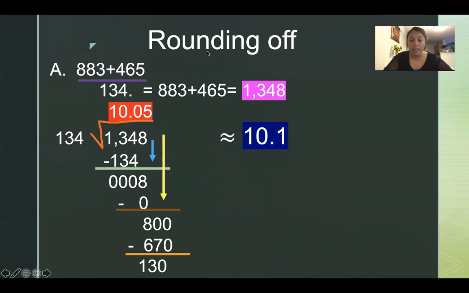But since we are asked to round off, we would, and the 5 is greater. If it's 5 or more, you round up. If it's less than 5, you leave it the same. So 10.05 would round up to 10.1.